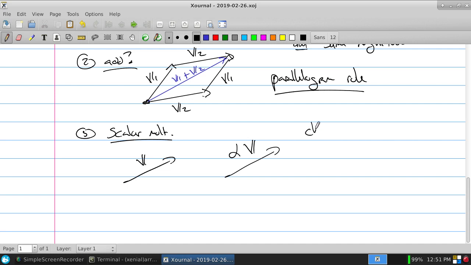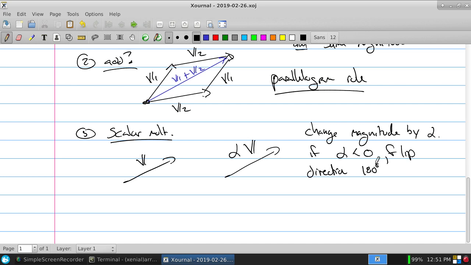So what happens here is we change the magnitude by alpha, and if alpha is a negative number, you just simply flip direction 180 degrees. So you can imagine alpha is like a percentage. If it was 1, that means it's 100%, leave it. If it's 2, it's like 200%. If it's 0.1, 10% length. Negative 7, flip direction 700%, right? But it stays within the same parallel reference.